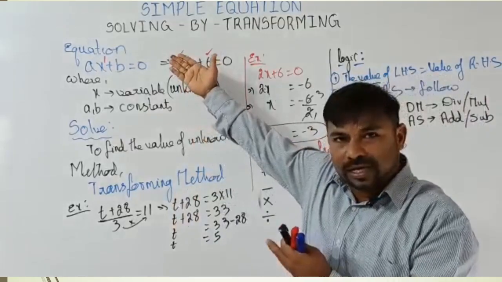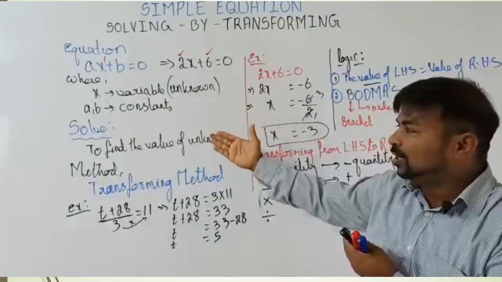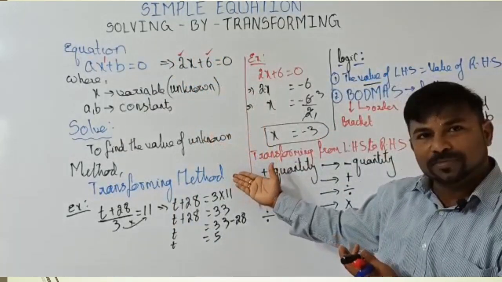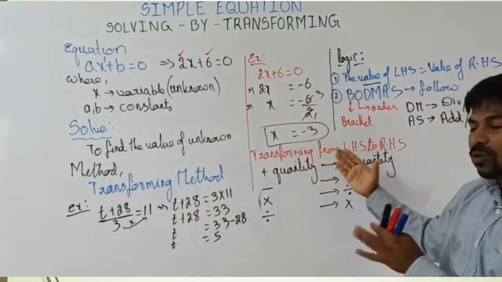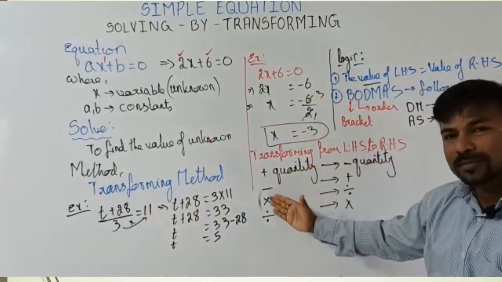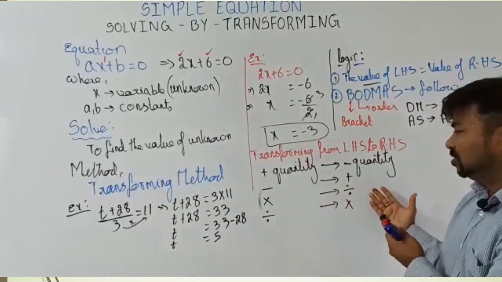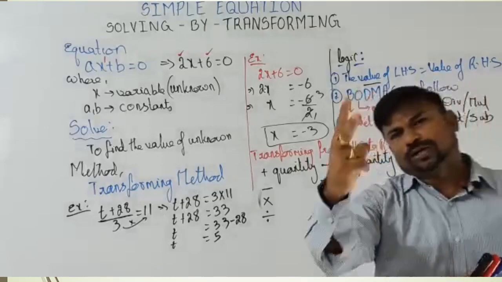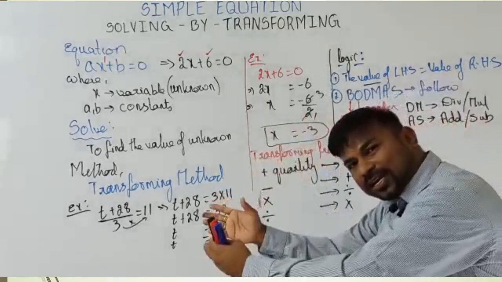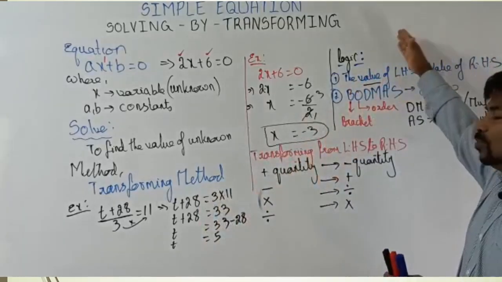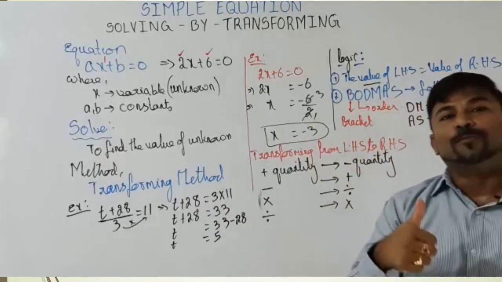So see here: equation, constant and variable, solving by the transporting method, with an example and one more example. What are the quantities becoming? Plus becomes minus, minus becomes plus, division becomes multiplication. What are the two conditions or logics we have to remember? The values after substituting should be equal on both sides, and we are going to follow that.